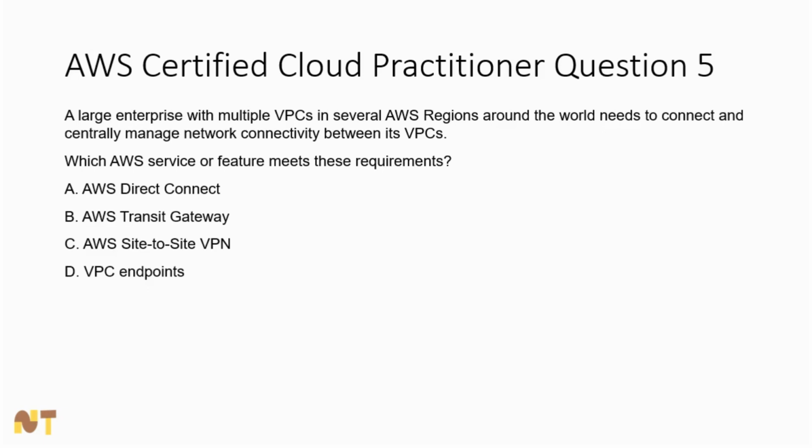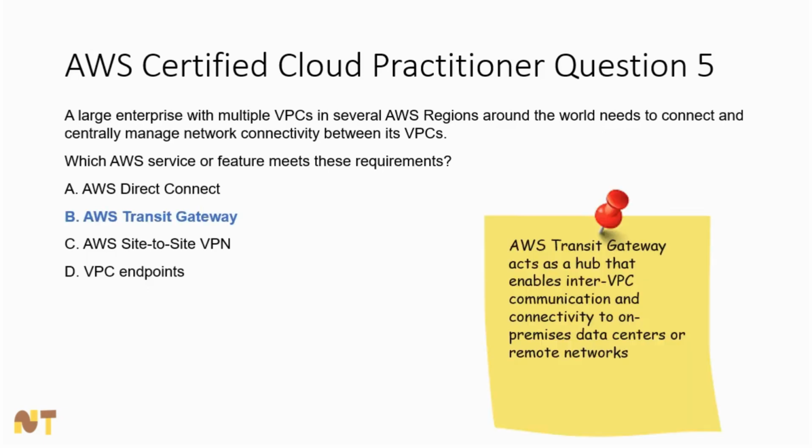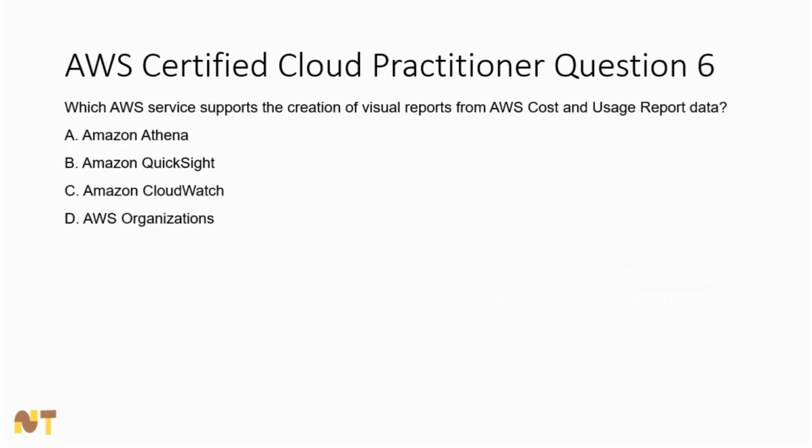Here, the correct answer is option B, Transit Gateway. Transit Gateway is a fully managed service that simplifies the connectivity and routing between the VPCs and on-premises networks. It acts as a hub that enables inter-VPC communication and connectivity of on-premises data centers and remote networks. So the correct answer is B, Transit Gateway. Here is the next question.